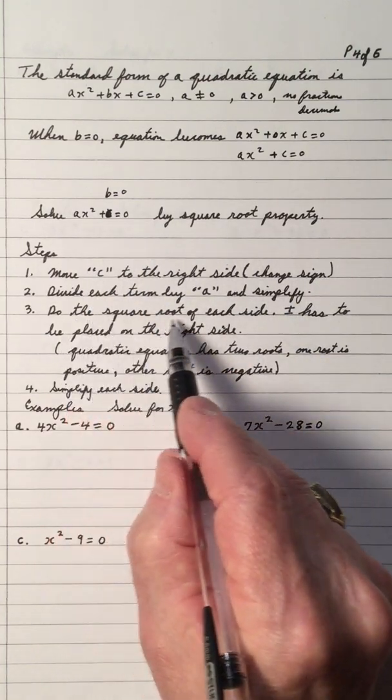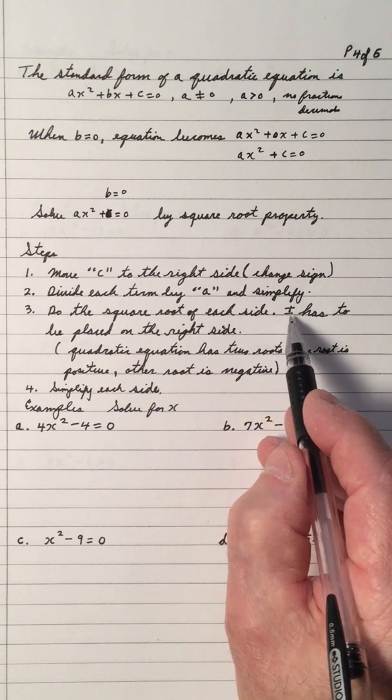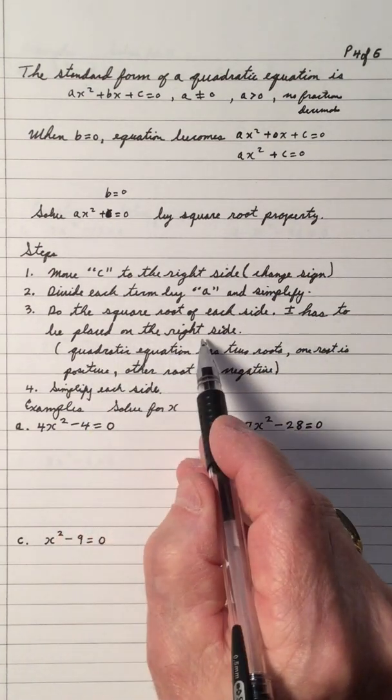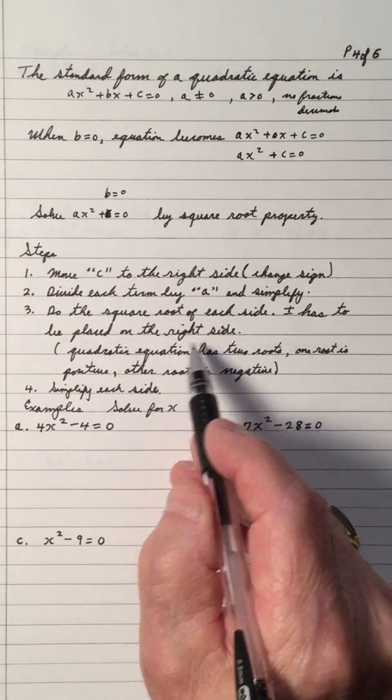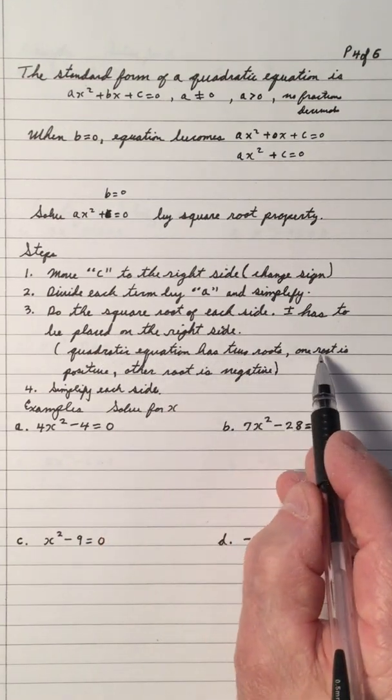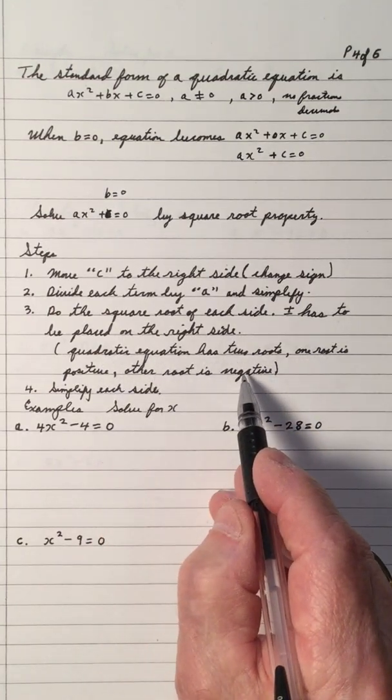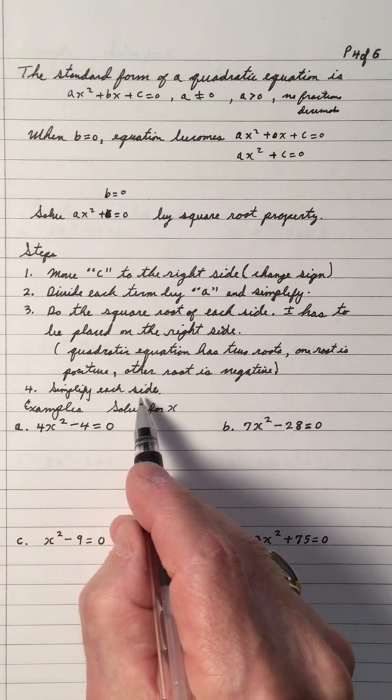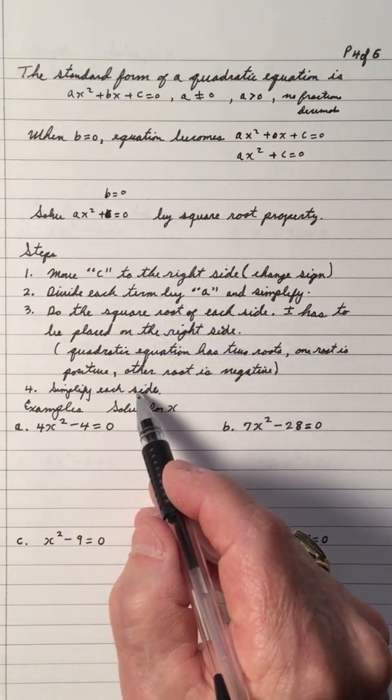Then we're going to do the square root of each side. And the plus minus has to be placed on the right side. Why plus minus? Because a quadratic has two roots. One is positive and one is negative. And then we're going to simplify each side. So here are the steps I'm going to practice.